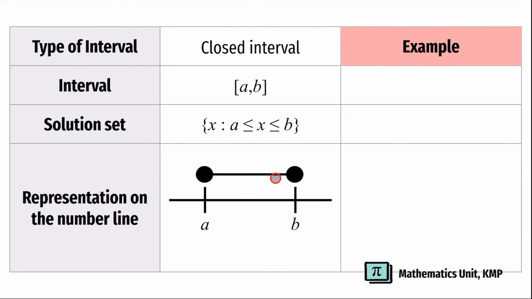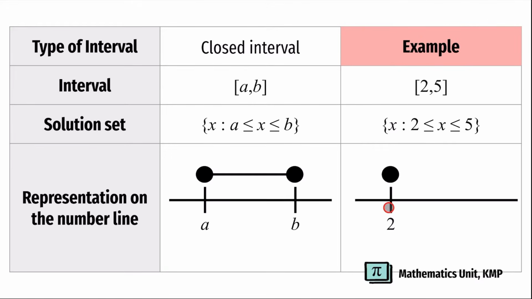Now let's take a look at an example. Let's say we have a closed interval of 2, 5. x is such that x is greater than or equals to 2 and x is less than or equals to 5. On the number line, on top of 2 is a closed circle, and on top of 5 is another closed circle, and we connect these two circles with a straight line.